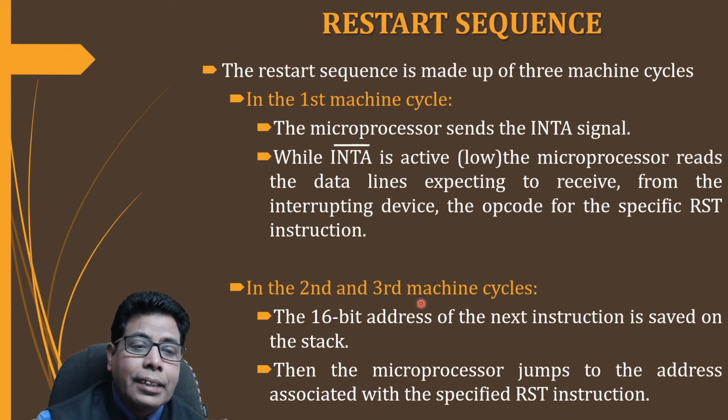And during the second and third machine cycles, the 16-bit address of the next instruction is saved on the stack. That is for returning back to the main program. And then the microprocessor will jump to the address associated with the specified RST. That is the address of the ISR, the interrupt service routine.